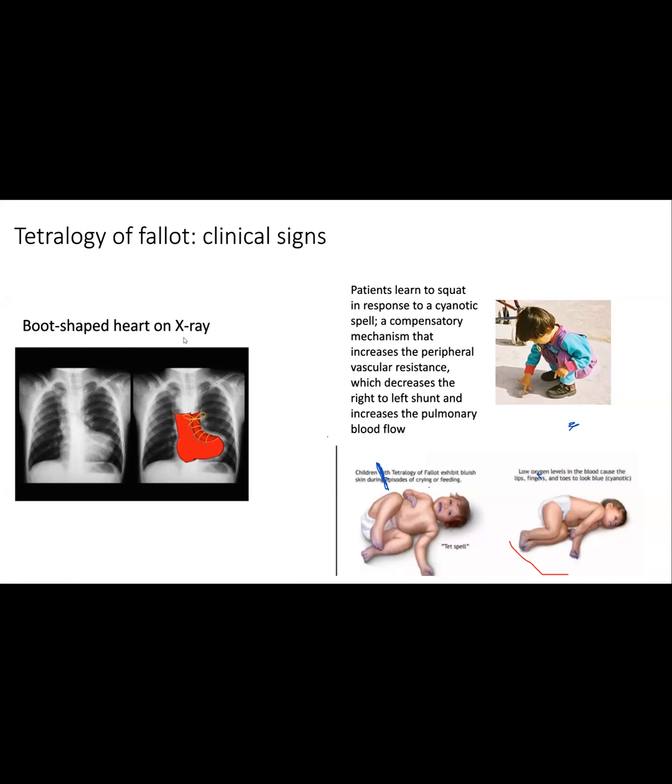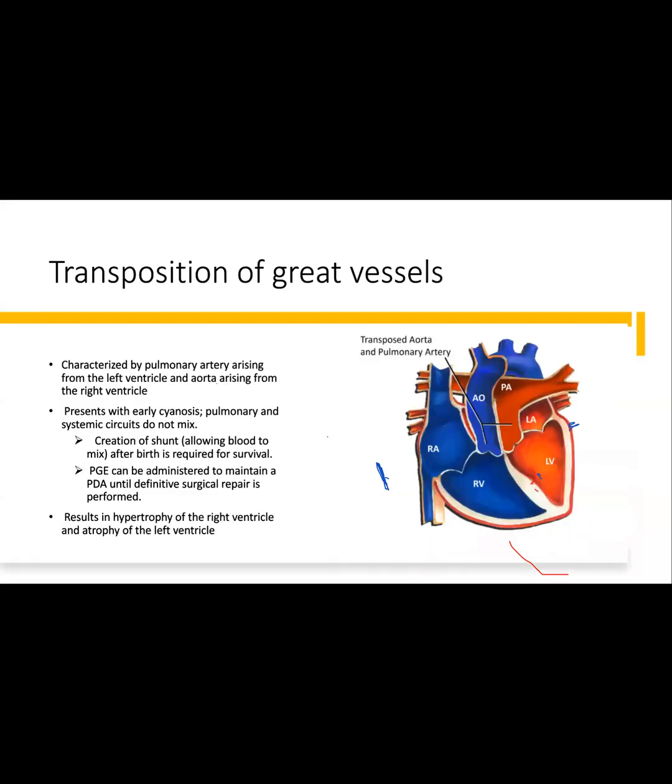And boot-shaped heart on X-ray, this is basically due to the right ventricle undergoing hypertrophy. So when the right ventricle undergoes hypertrophy, it's shown as a boot shape on an X-ray. Usually, the treatment in case of tetralogy of Fallot is prostaglandin analogs, and that's basically to keep the ductus arteriosus open to improve the cyanosis until surgery can be done.